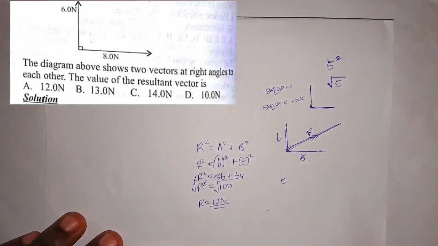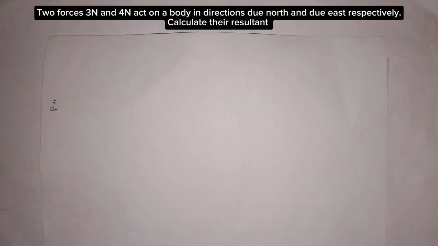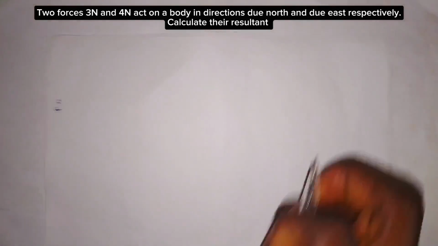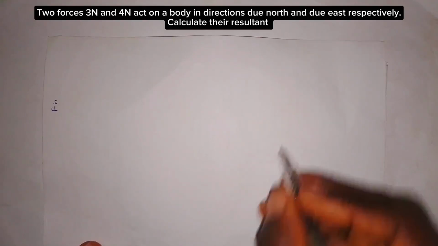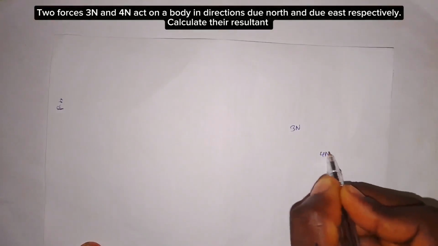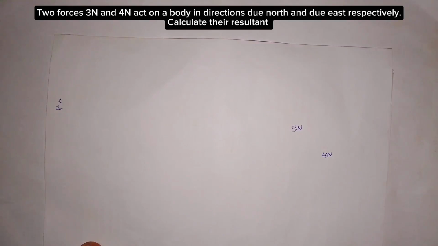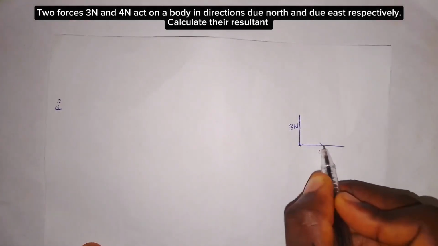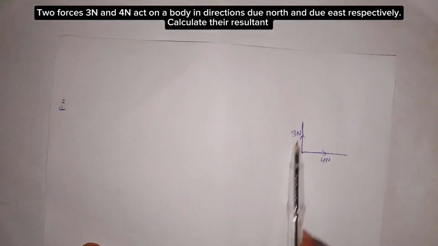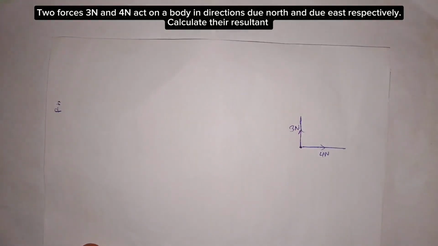So we'll move to question 2. Two forces, 3 Newton and 4 Newton, act on a body in direction due north and due east respectively. Calculate their resultant. Looking at the nature of the question, they said that two forces, one of them is 3 Newton, the other one is 4 Newton. Looking at the diagram they form, these vectors are perpendicular to each other.